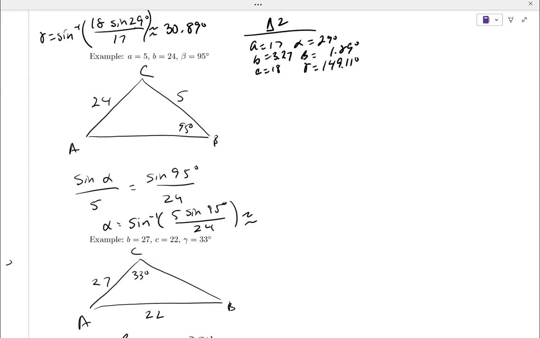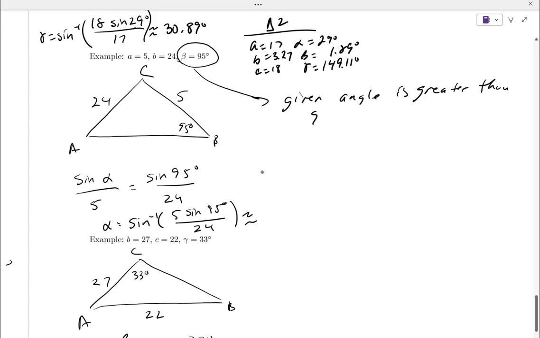So I'll just write down: given angle is greater than 90 degrees, so there is no second triangle. I don't even need to bother checking. Again, if you don't want to think about it and you do check for a second triangle, you will find there isn't one. The two obtuse angles will add up to more than 180. It'll be too big.